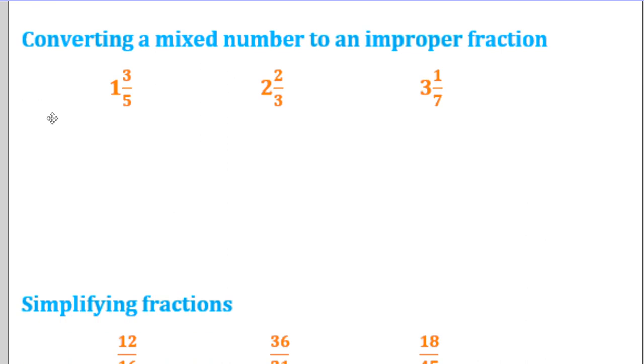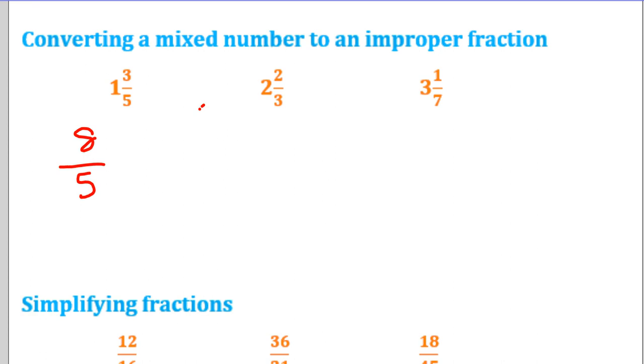So you're trying to think what's 1 times 5? 1 times 5 is 5 plus 3 all over 5 still. So that's the thinking, the working that's gone on behind there. So 1 times 5 plus 3. So that would give us 5 plus 3 is 8 fifths, which makes sense because 5 goes into 8 once with 3 remaining.